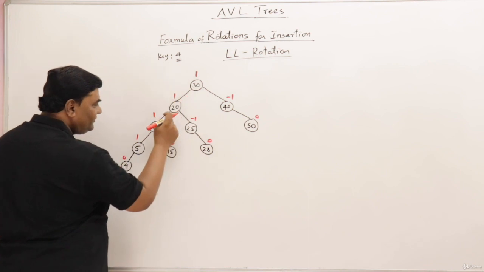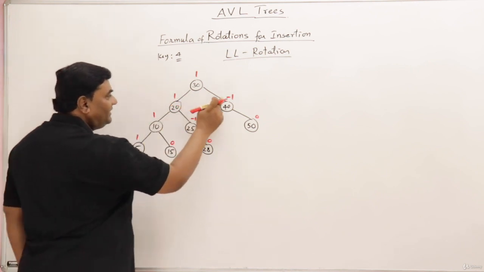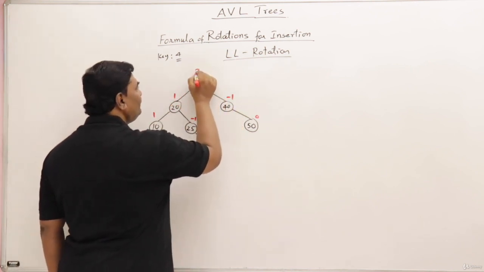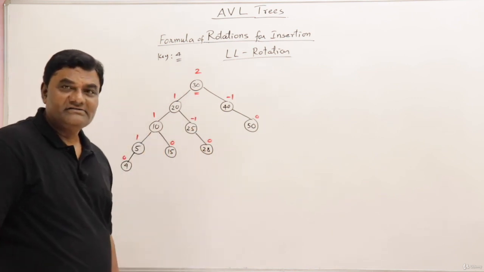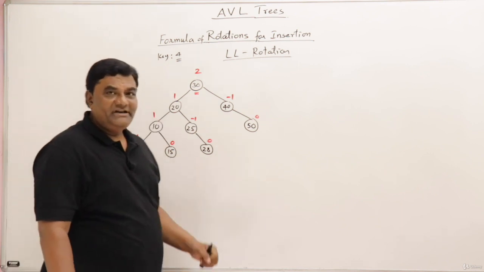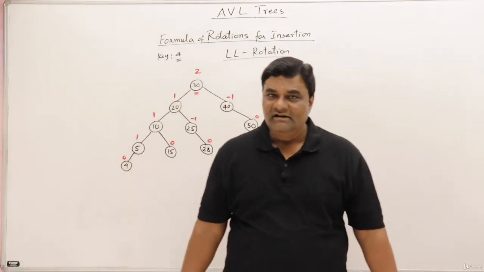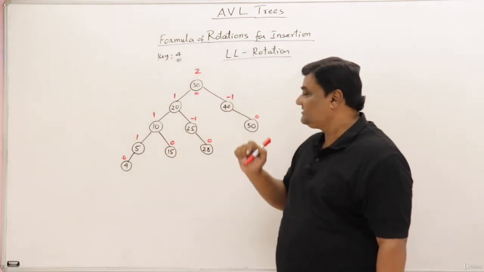What about this? 1, 2, 3, 4, 1, 2. So this became 2. Yes, this node became imbalanced. So here the root node became imbalanced, right? I selected the tree such that the root becomes imbalanced.